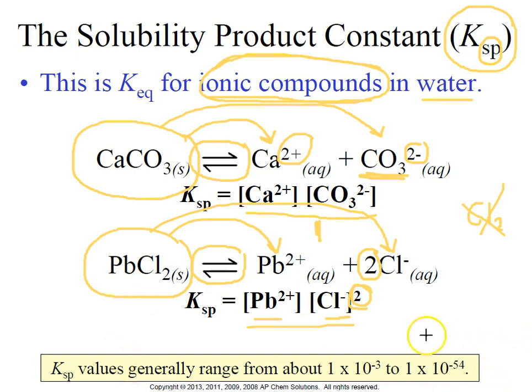At the bottom we have a note about the general range for KSP values. They're usually pretty small, but they can be anywhere from 10 to the negative 3 all the way down to 10 to the negative 54. And if you have a KSP value that small, that ionic compound is really not dissolving at all.